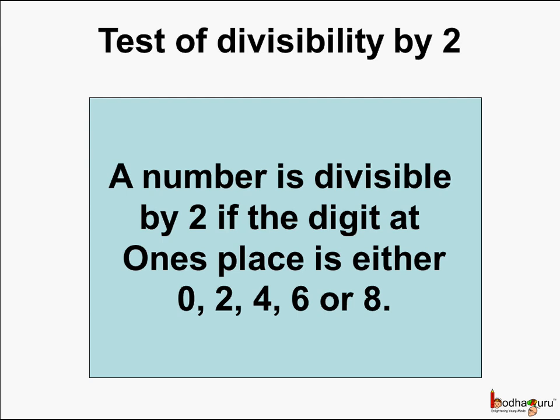So, how to know if a number is divisible by 2? A number is divisible by 2 if the digit at ones place is either 0, 2, 4, 6 or 8. In other words, a number is divisible by 2 if the digit at ones place is either 0 or an even number.